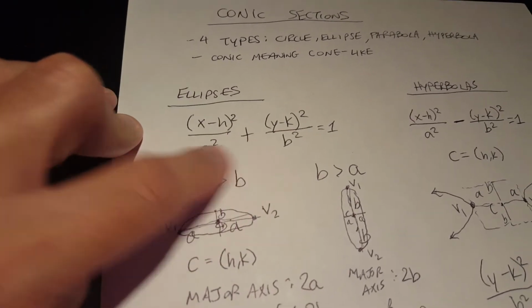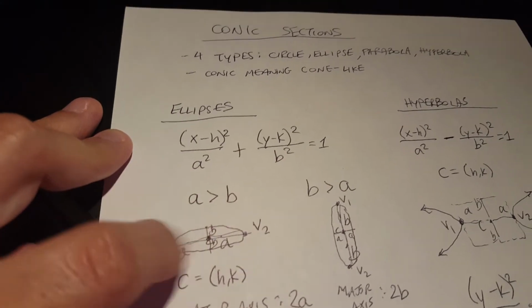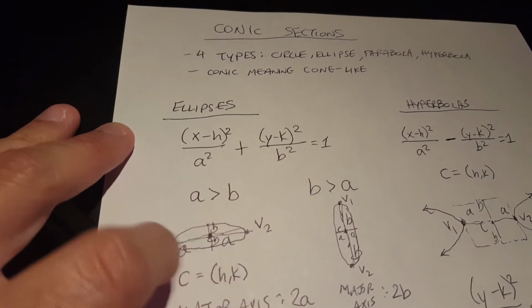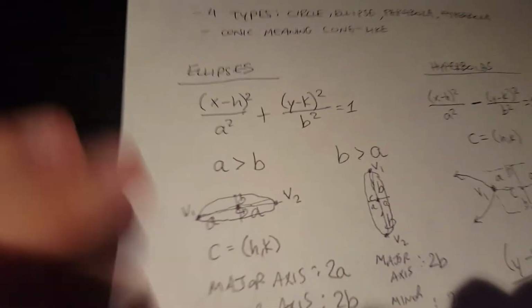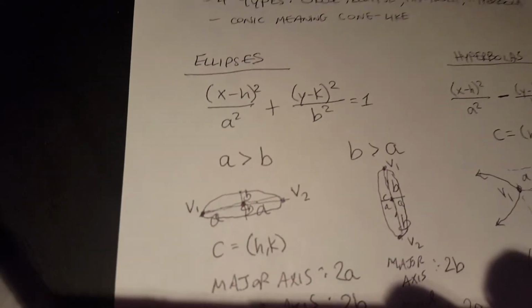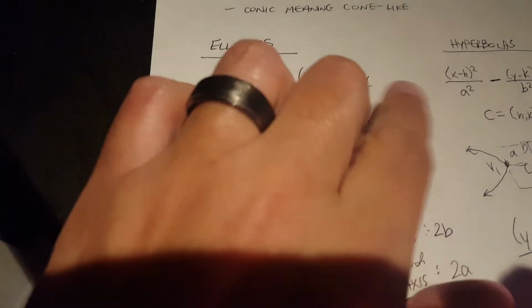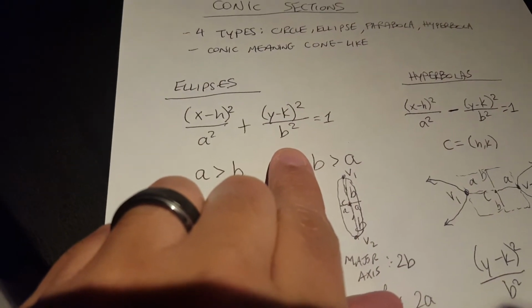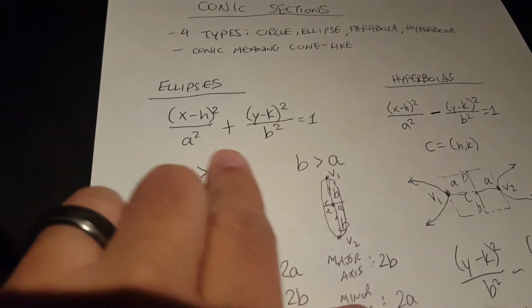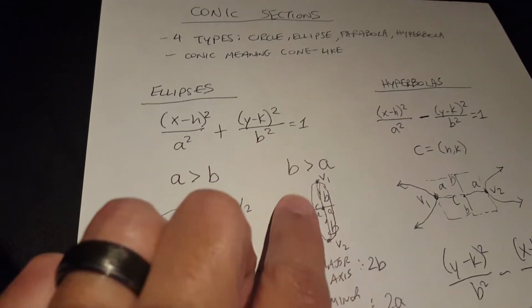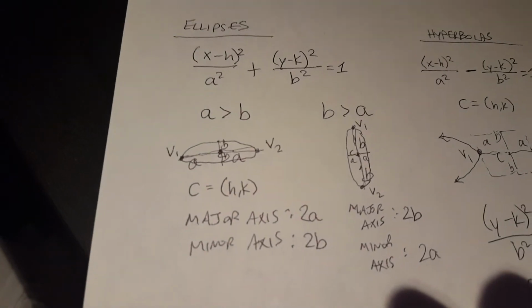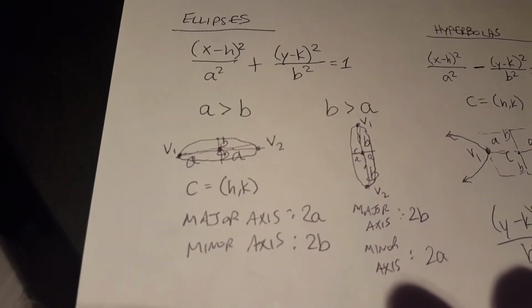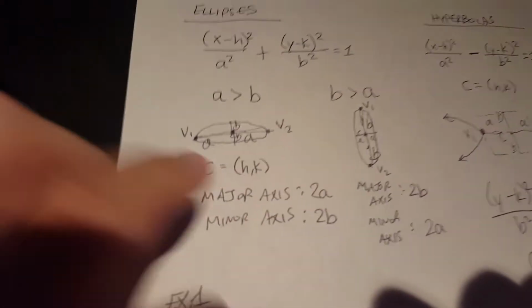If a is bigger than b, then this is going to be an ellipse that is longer this way, like it's going to be a horizontal ellipse. If your b, what's under your y, is greater than the a, then this is actually going to be taller this way, so this would be up and down. In both circumstances, you find the center the exact same way. It's going to be h and k.